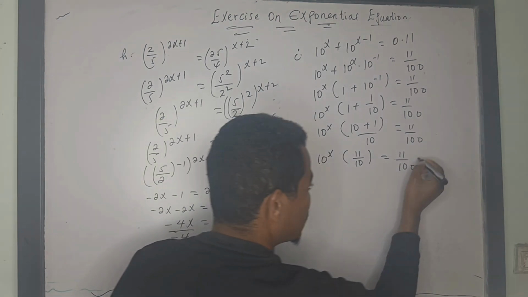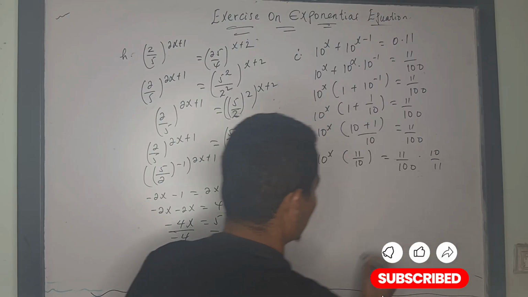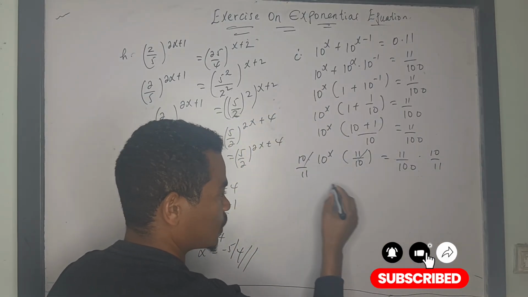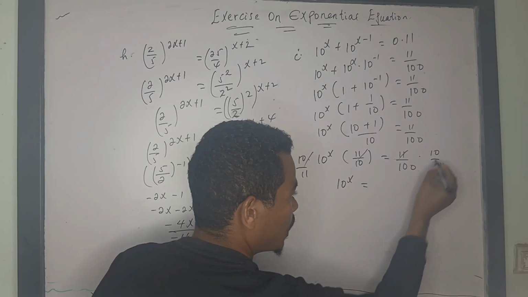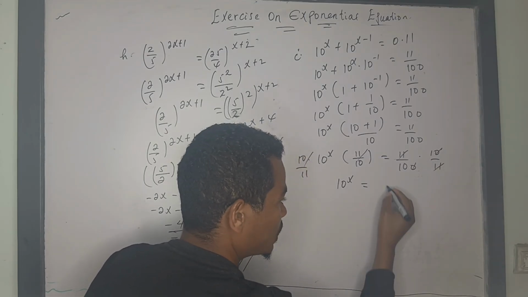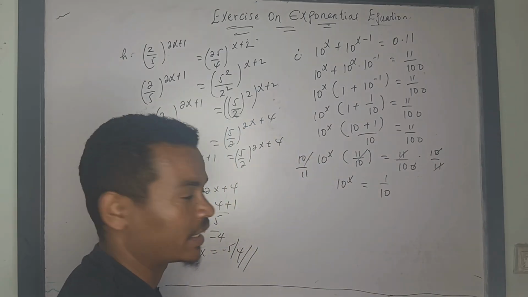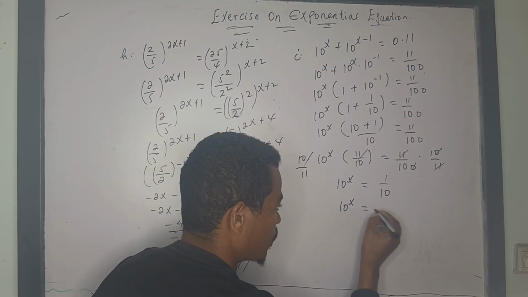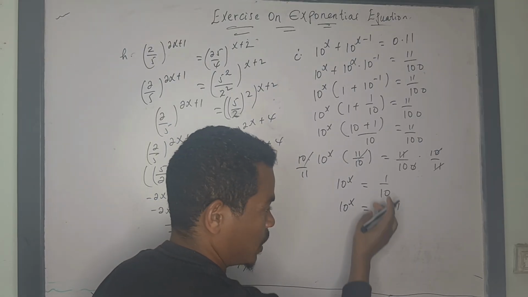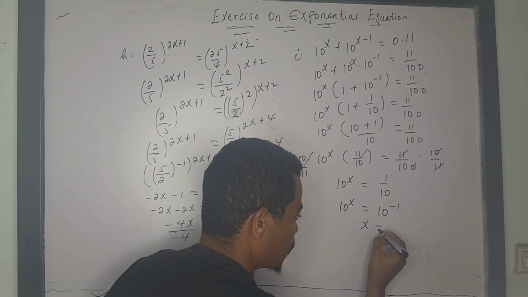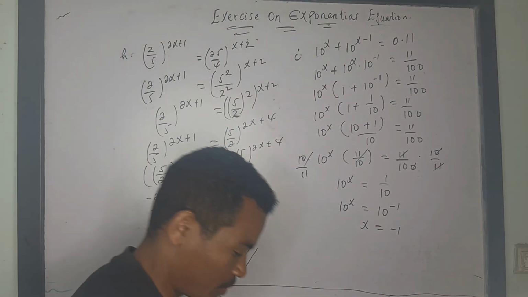Both sides are multiplied by 10 over 11. The 11 cancels the 11, and we get 1 over 10. So 10 the power of x is equal to 10 the power of minus 1. They have the same base, so the exponents must be equal. That means x is equal to minus 1.